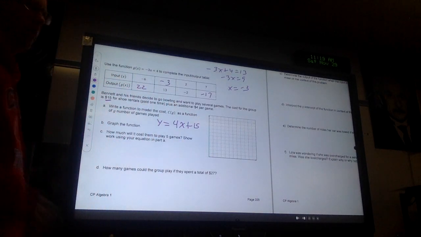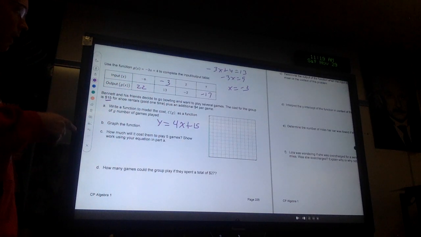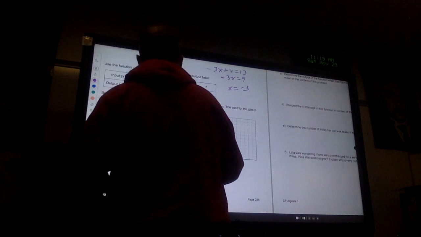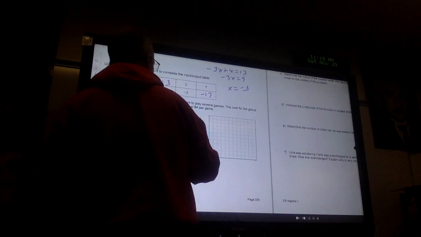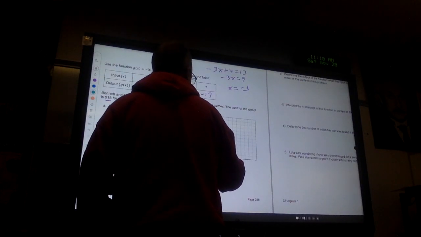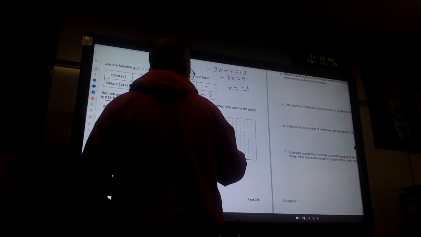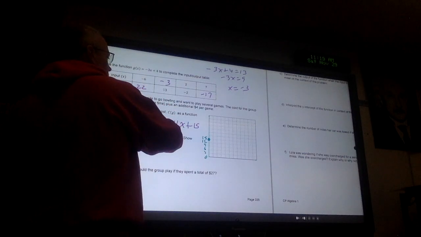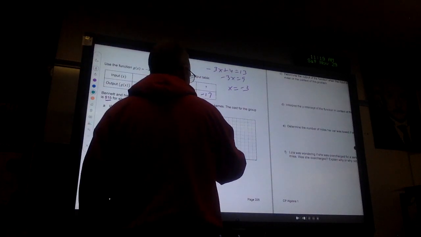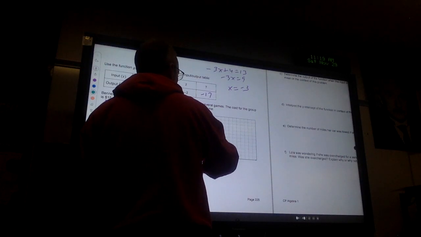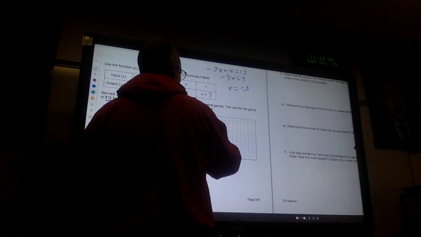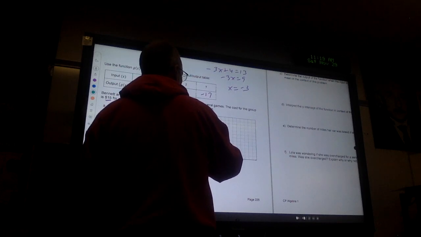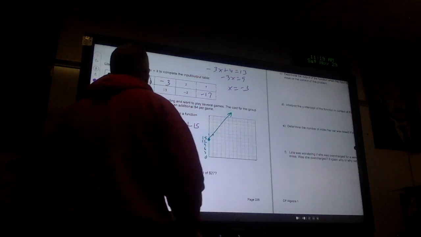Okay, we want to graph the function. So being we know the y-intercept is going to be 15, I'm going to scale the y's. I'm going to maybe make this go by 3. So 0, 3, 6, 9, 12, 15. So that's right there. If we go, slope goes up 4. So these are counted by 3, so it goes up 4 to about right here, right 1. So this is our equation.